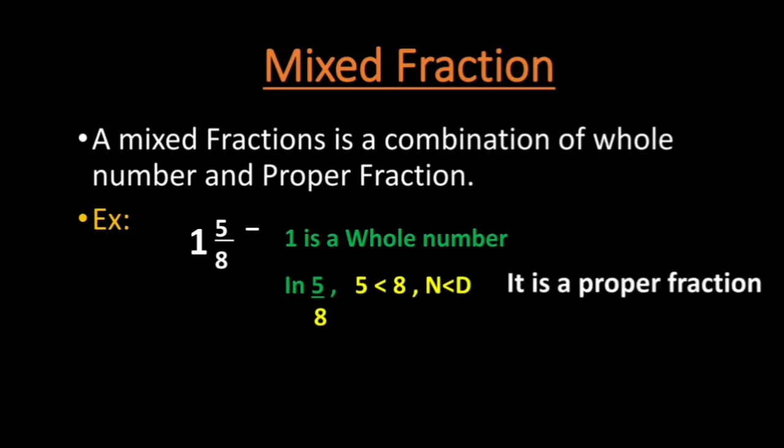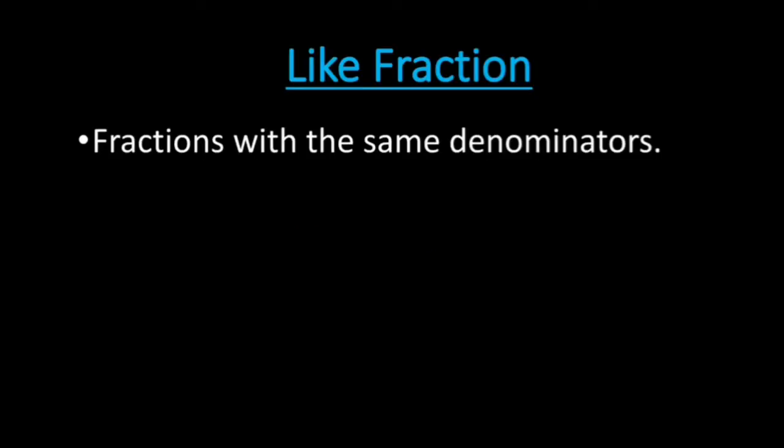Now let's see the next fraction, that is like fraction. Fractions with the same denominators are called like fractions. In like fractions, we will be having 2, 3, 4 fractions together. It's like a set of fractions we will have, like 1/3, 11/3, 2/3. If we compare these three fractions, the denominators are 3, 3, 3, which means the denominators are the same. That is why these fractions are called like fractions.